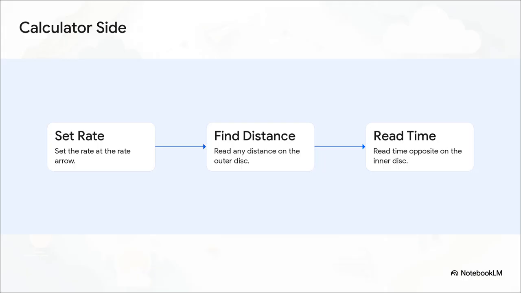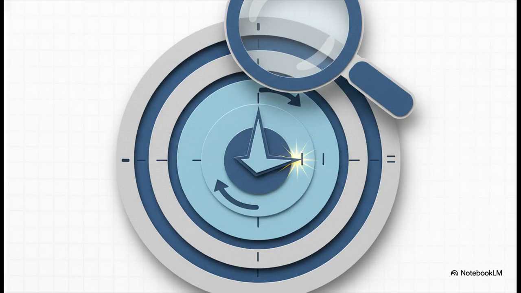The real magic of the calculator side is that it solves the classic distance equals rate multiplied by time equation in literally all its forms. It's really just three simple steps. Step 1, you set your rate at that rate arrow. Step 2, find your distance on the outer disk. And Step 3, read your time directly opposite on the inner disk. Just remember this golden rule: the outer disk is always your distance, or total amount, and the inner disk is always your time. Let's apply this to that math problem I gave you at the start.